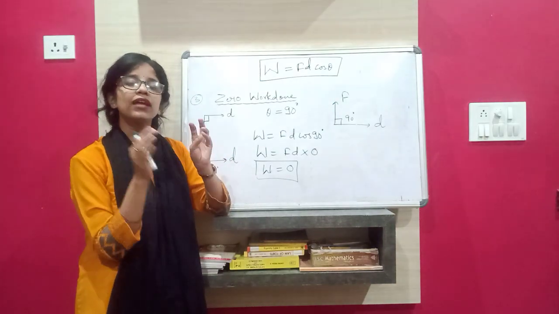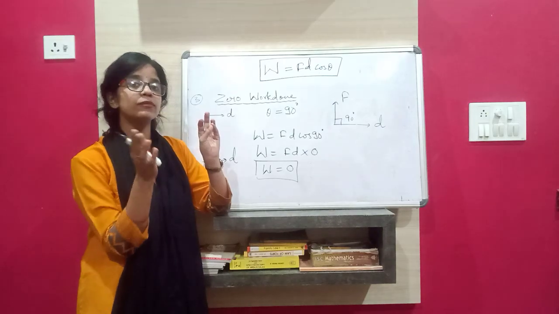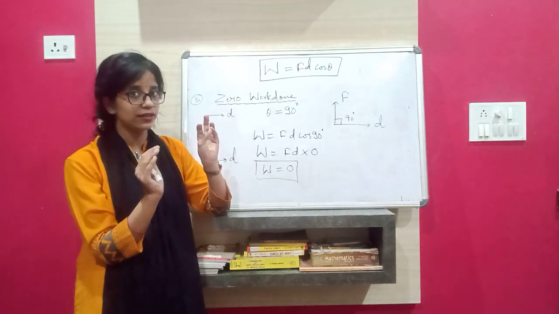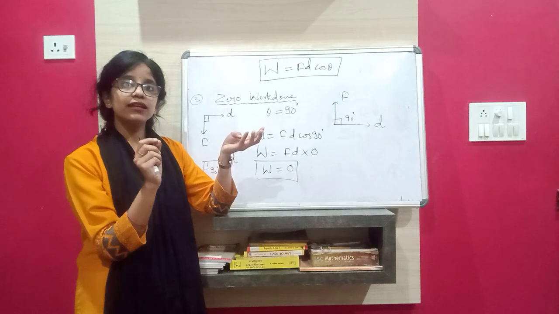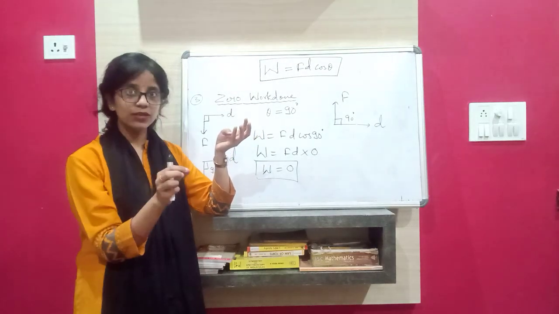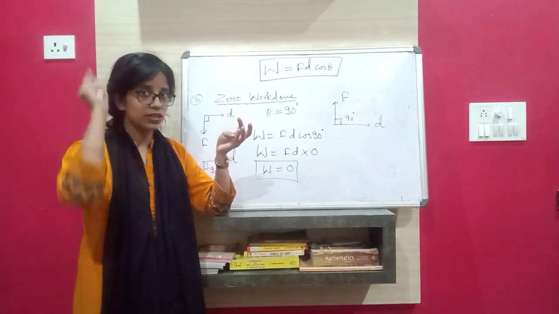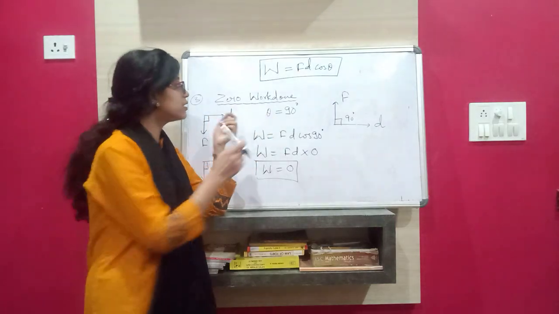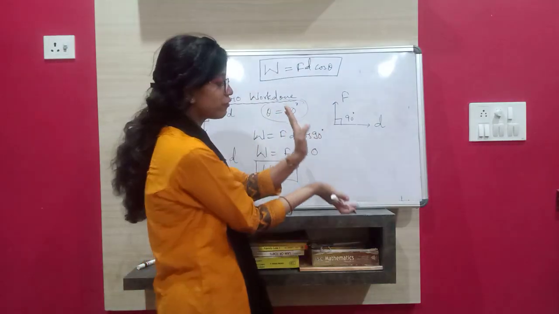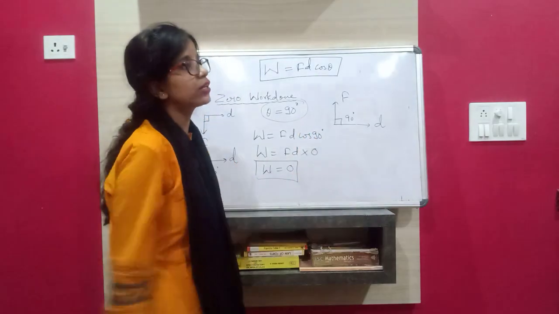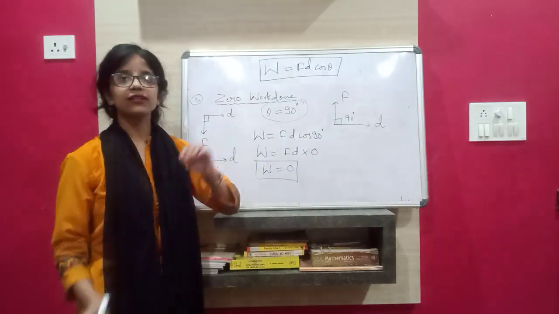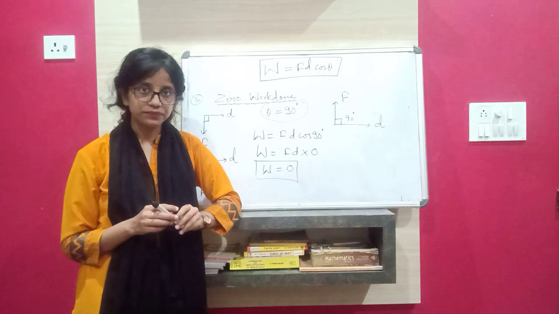Positive work done is when the angle between the force and displacement is between 0 and 90 degree. When the angle is more than 90 degree, up to exactly 180 degree, the work done will be negative, because cos 180 is -1. And when the angle is exactly 90 degree, that means the force and the displacement are in perpendicular direction, then we say that this is the zero work done.